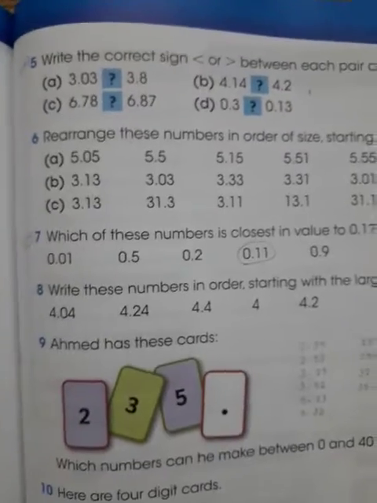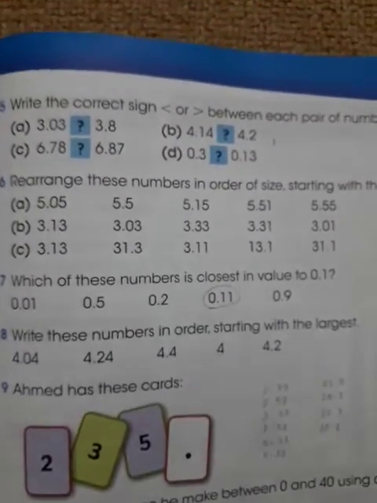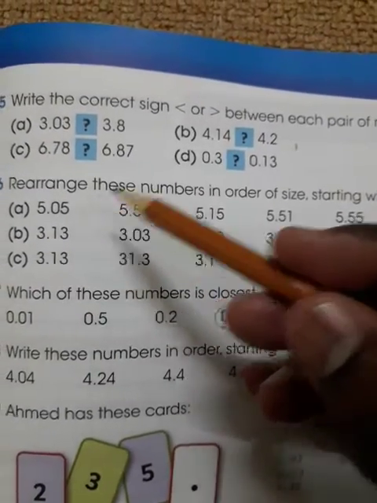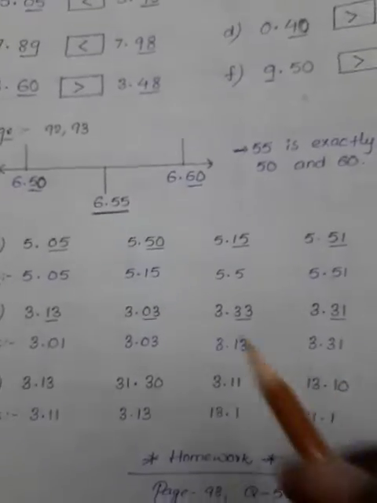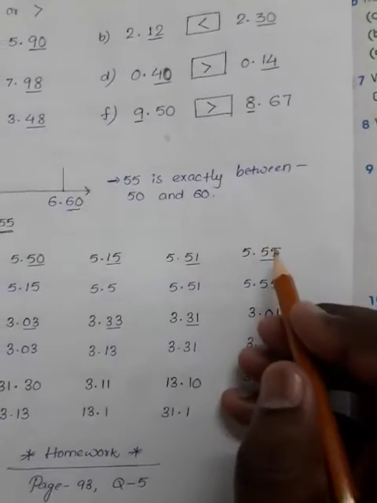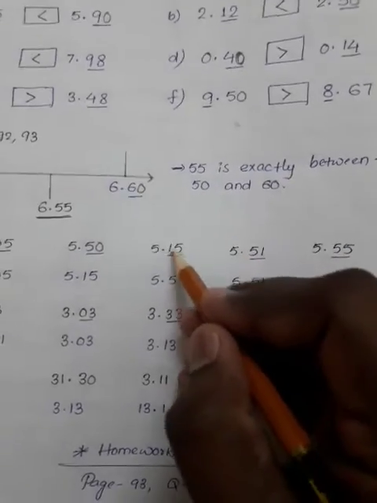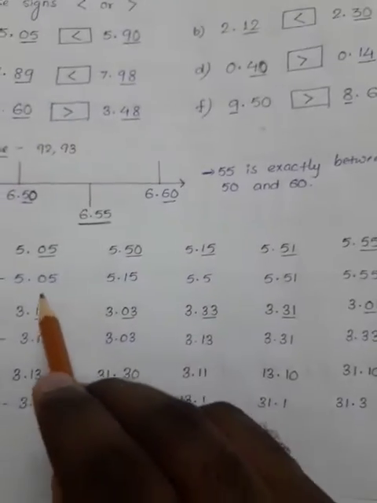Now look at your question number 6, because question number 5 is the homework for you. Now look at question number 6. Okay, rearrange these numbers in order of size, starting with the smallest. First of all, I wrote here 5.05, and 5.5 is given. Look at it, most of the numbers have two numbers after the decimal, but here only one number. So what I did here, I added 0. Then it is easy to understand.